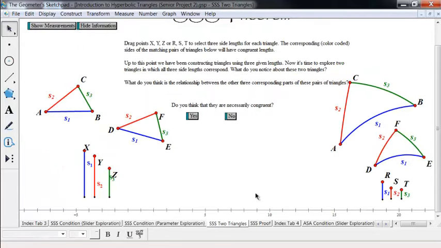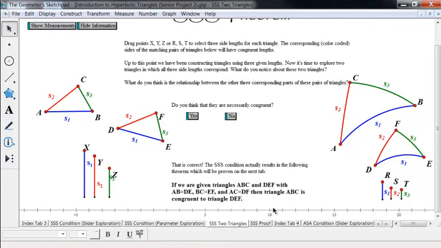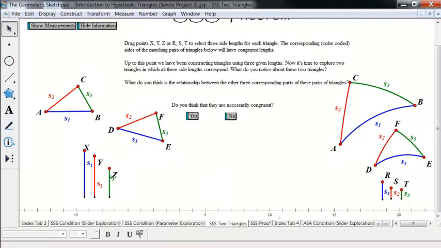Now, this is a different perspective. We're not given the measurements. We don't even know what these measurements are necessarily. But if we know the red sides correspond, the green ones correspond, and the blue ones correspond, and corresponding parts are congruent, do you think that they have to be congruent? And the answer, of course, is yes, they do. So let's prove that.